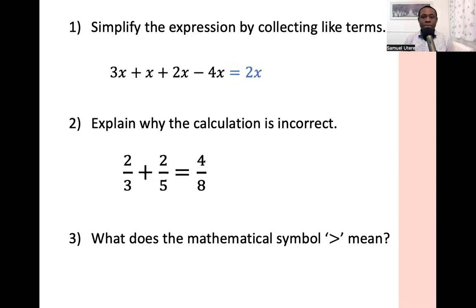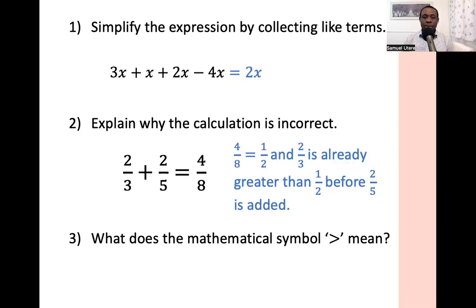Here you were asked to explain why the calculation is incorrect. You can do this in two ways. You can do the calculation and prove that it is not equal to 4/8, or you can reason that 4/8 is actually half, and 2/3 is already greater than half. So you cannot have a result that is less than half when you add something that is greater than half to 2/5. So that's one way of reasoning.